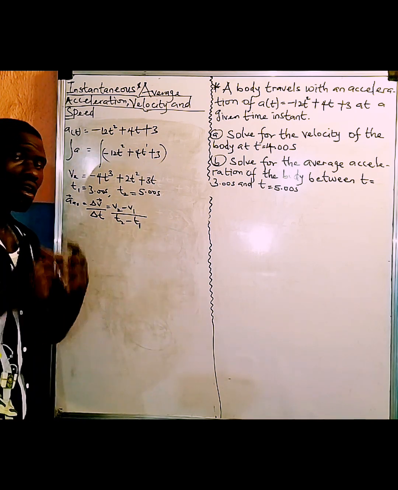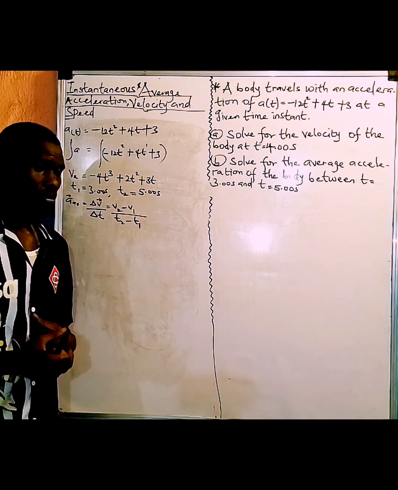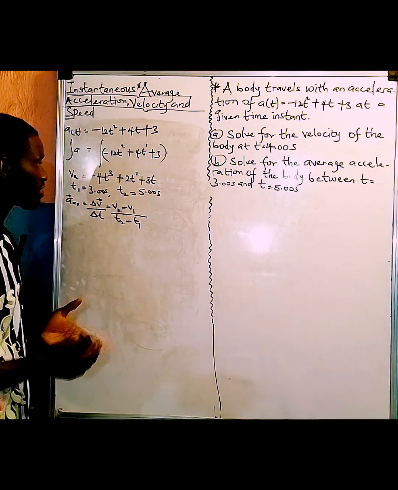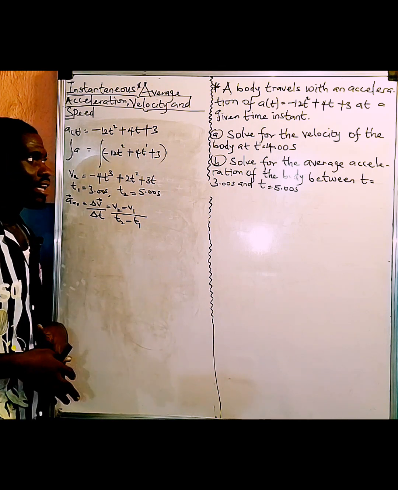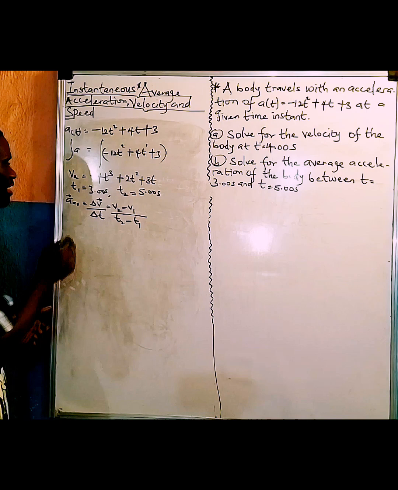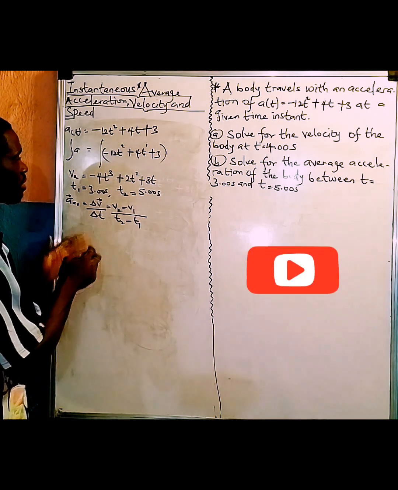So you will need velocities to get average acceleration. But for you to get instantaneous acceleration, you don't need velocities at all. You just need your acceleration, and then you're good to go. That means you may have to differentiate the velocity. So quickly, let's get our velocities at different time intervals.